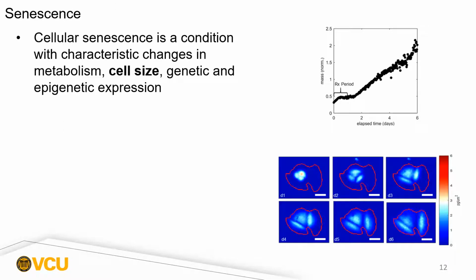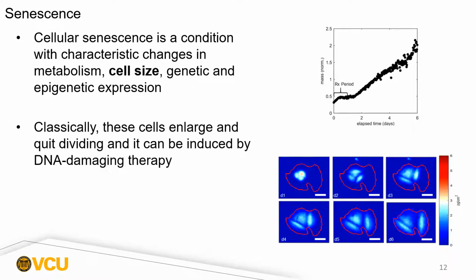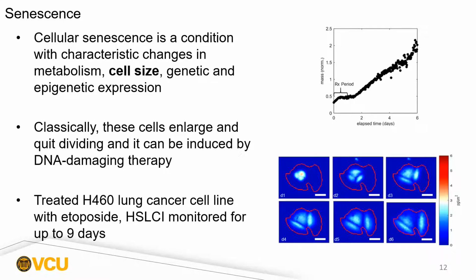Cellular senescence is a condition with characteristic changes in metabolism, cell size, and genetic and epigenetic expression, which makes it an obvious target for using HSLCI. Classically, these cells enlarge and quit dividing, and it can be induced by DNA-damaging therapies such as etoposide. To explore this, we treated the H460 lung cancer cell line with etoposide for 24 hours, removed the etoposide, and then monitored up to 9 days later using HSLCI.